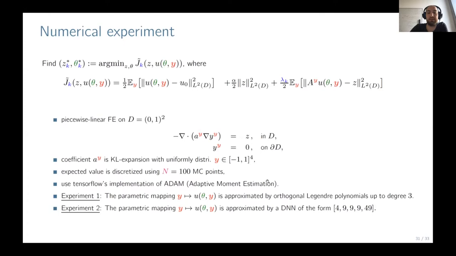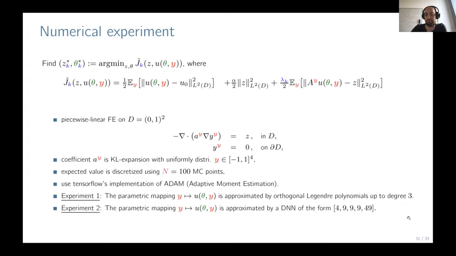And we consider two different surrogate models. On the one side, we have orthogonal Legendre polynomials up to degree 3. And we have a deep neural network of this form, where the deep neural network is chosen such that the number of weights we need to learn is of a similar order as for Legendre polynomials up to degree 2.